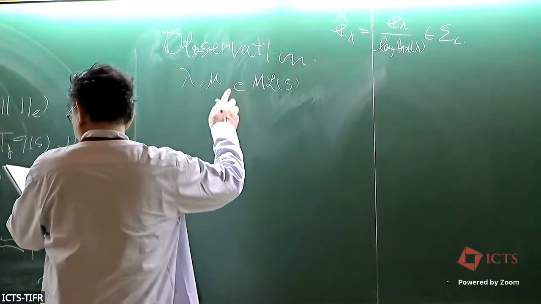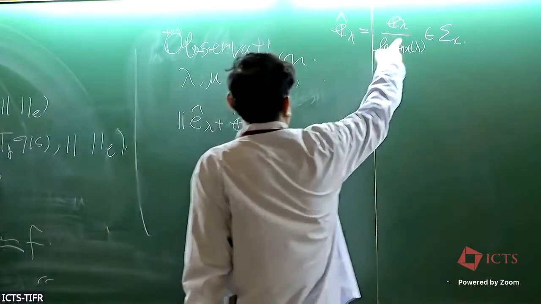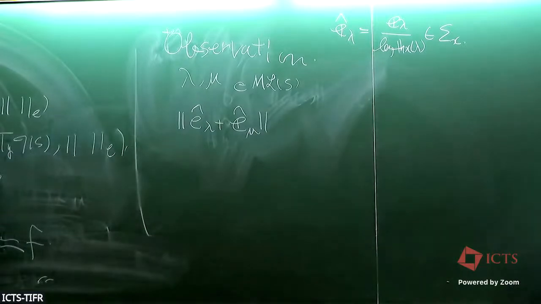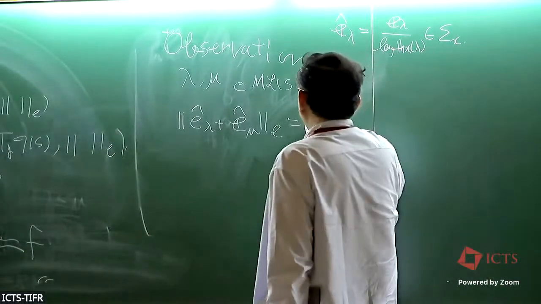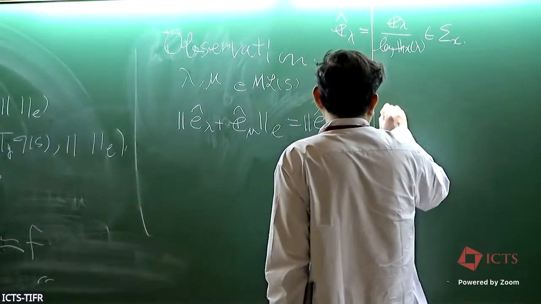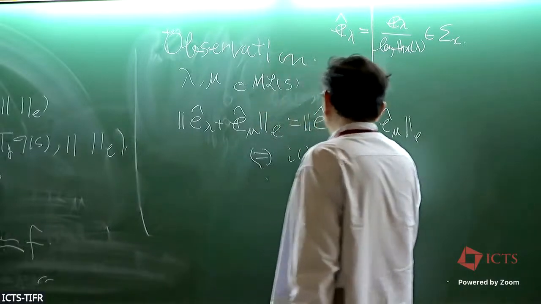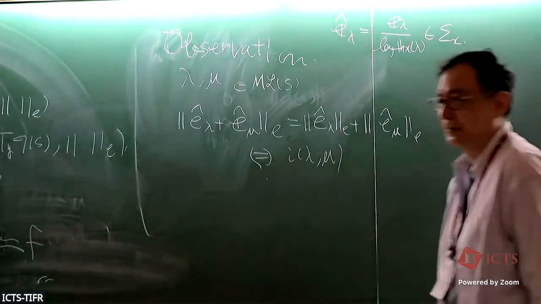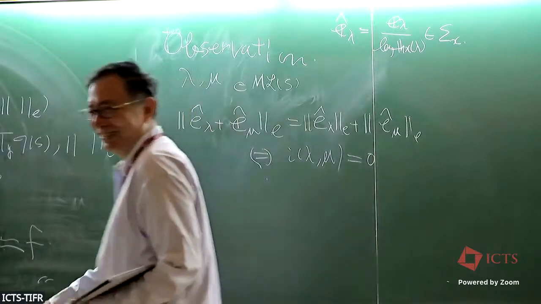So here's the observation. If you consider the two images of the normalized earthquake vectors, and you consider the norm of their sum, then it's equal to the sum of the norms if and only if lambda and mu don't intersect transversely. So the intersection number is 0.